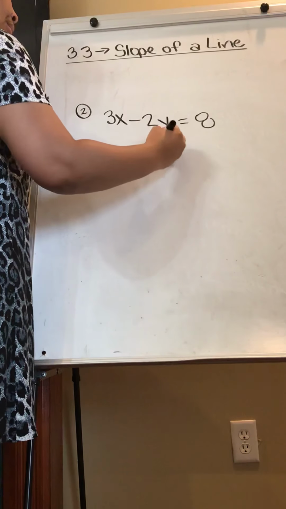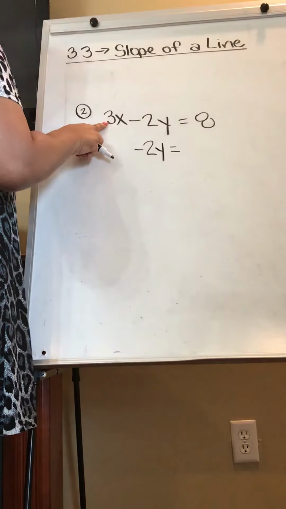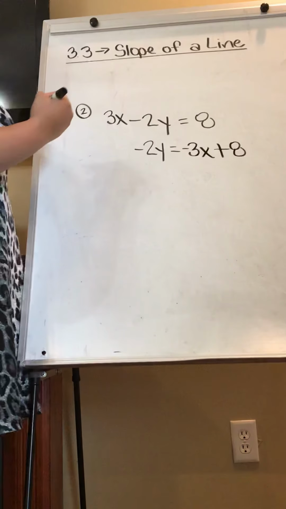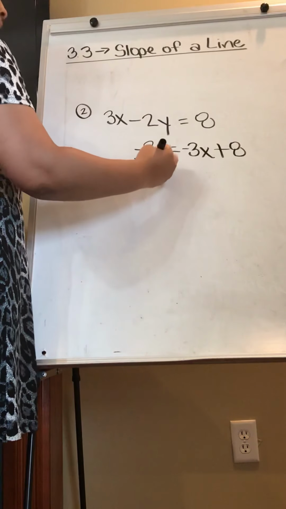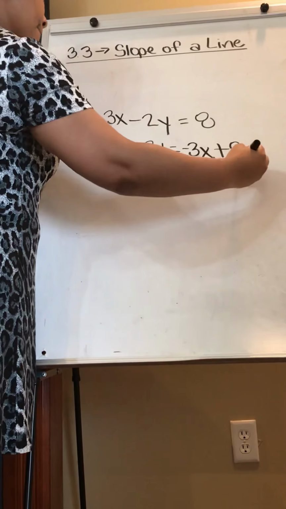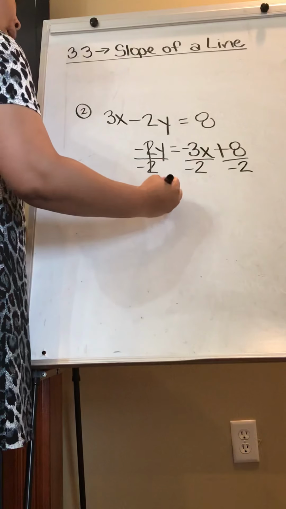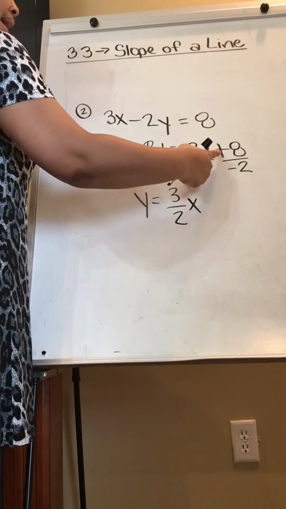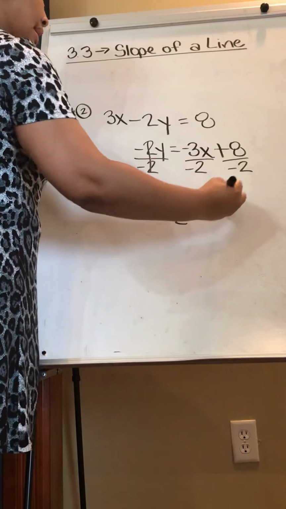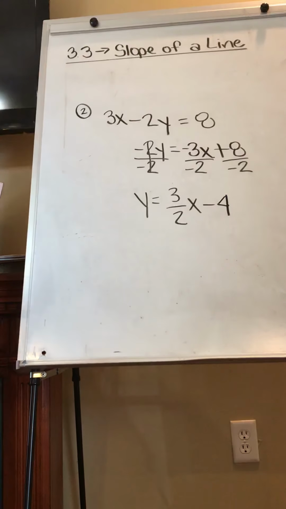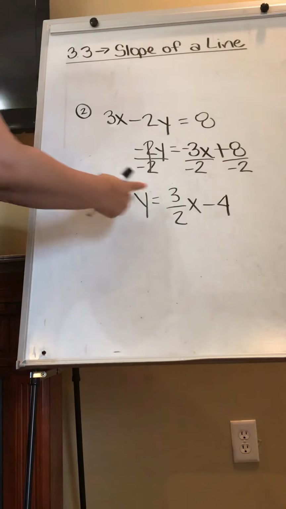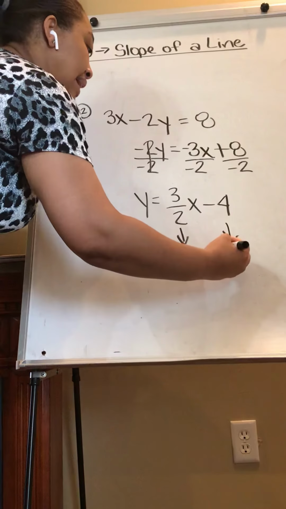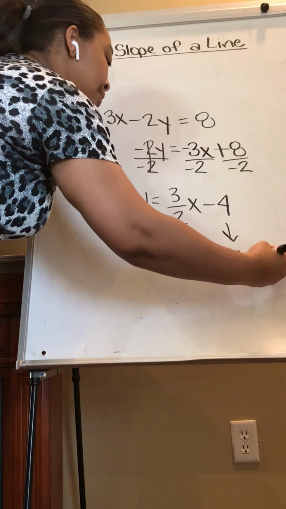We're going to solve for y by moving 3x over and making it negative, and then we're going to divide everybody by negative 2. So y equals, 2 negatives make a positive, 3 over 2 x, and 8 divided by negative 2 is a negative 4. So that's slope-intercept form. Here, 3 over 2 represents my m, and negative 4 represents my y-intercept.